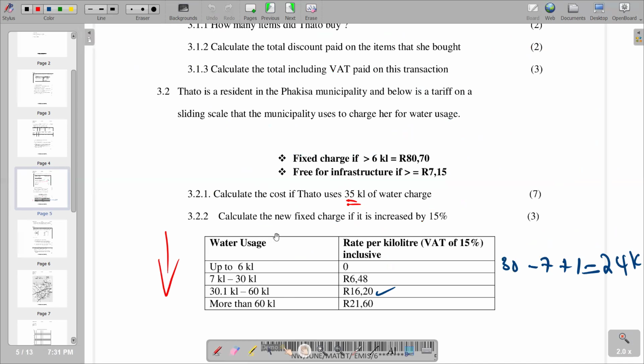Then this is what we have on 3.2.1. We see that we have got a lot of marks on that question. We have got a total of 7 marks.